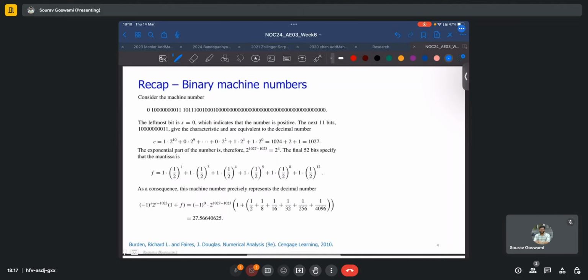For example, here is a 64-bit number. The first bit, which is 0, if we remember correctly, was S, and it refers to the sign of the number. So if S is 0, it means that the number is positive, and the next 11 bits correspond to the exponent. Sorry, the characteristic, which is called the exponent. So this one right here is C, and if we convert it to the decimal system, it turns out to be 1027.